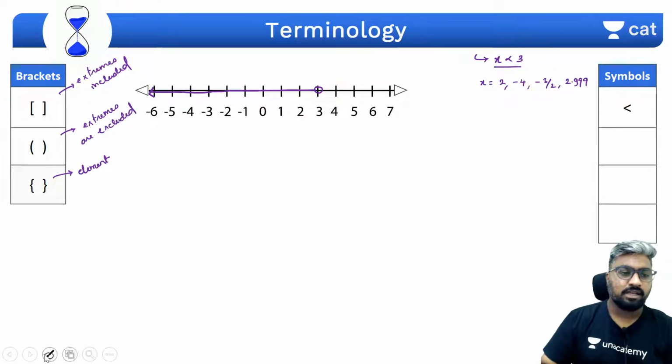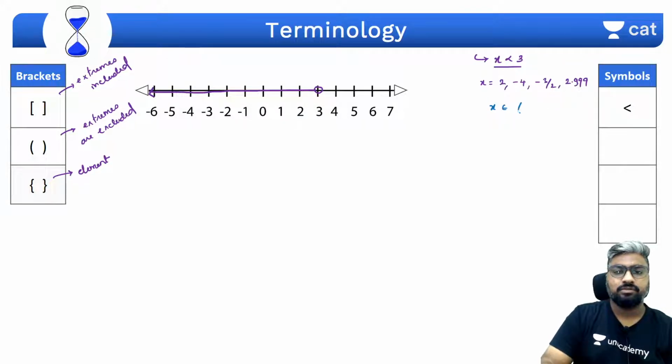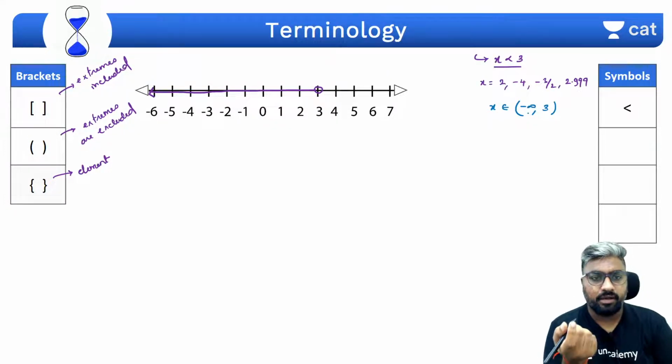If we want to write this as a limit, how would we do it? We would say x belongs to (minus infinity, 3). So 3 would be the upper limit, minus infinity would be the lower limit, and both minus infinity and 3 will not be a part of x. Understood? Infinity or minus infinity cannot be a part of any variable, because infinity or minus infinity does not have a value.